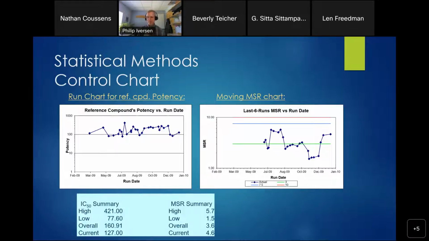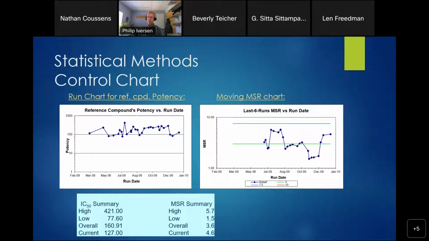You see some numerical summaries down here for the IC50 summary chart on the left. There's the highest value, the lowest value. Overall just means the average of all of them. And then current is the latest number. And then those same 4 numbers for the moving MSR chart. So it's kind of nice to see a 3.6 as the overall MSR for this full set of data on this assay.